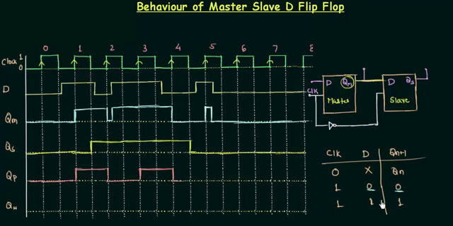You can check from the truth table. When D is low, output is low. When D is high, output is high. So I'm not going to tell you this thing again and again. And for this rising edge you can see D is high, so it will remain high, and finally it will go low. So this is the output waveform for the positive edge triggered flip-flop.